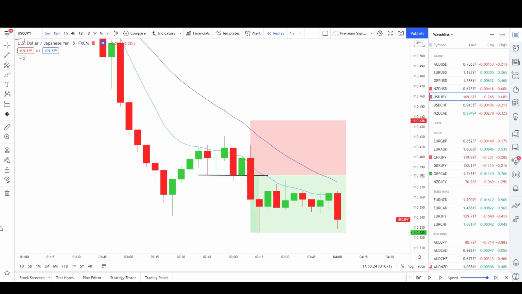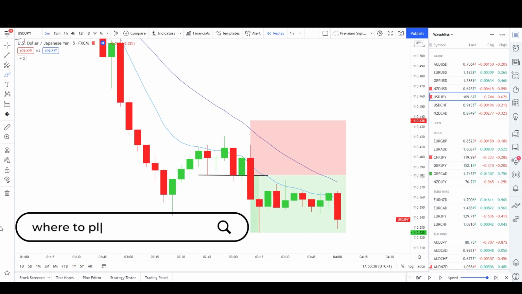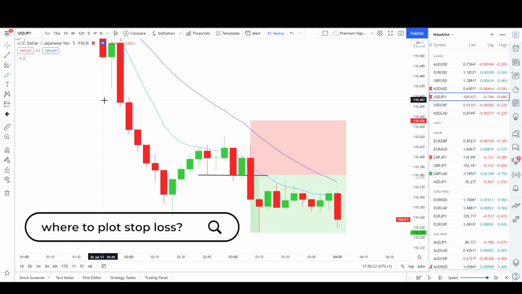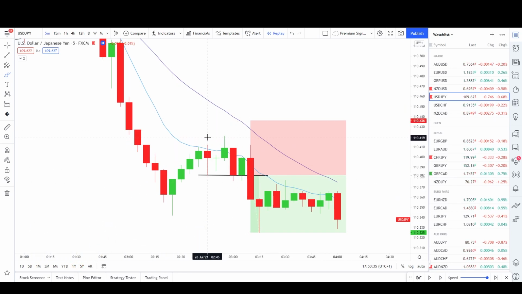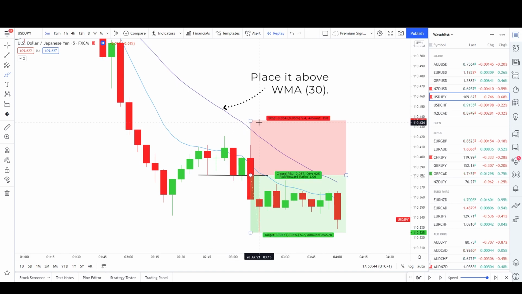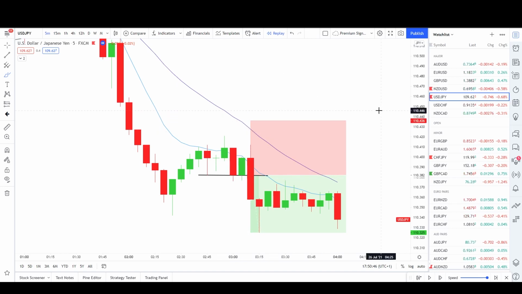So if you decide to use this scalping strategy in your practice, and you are wondering where to place your stop loss, what you can do is put your stop loss slightly higher than the trigger bar that you use for an entry, or you can use this 30 moving average and place it higher than it for your stop loss level.